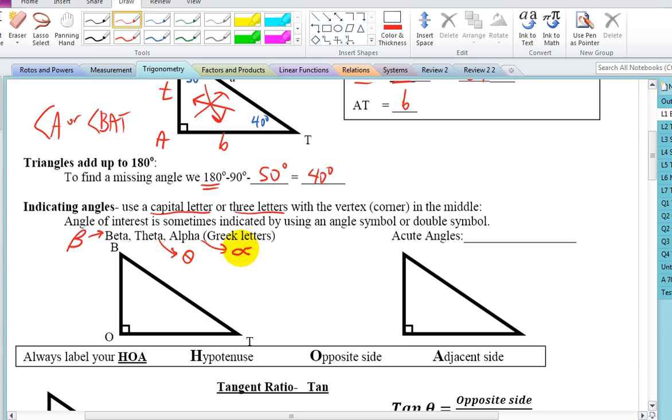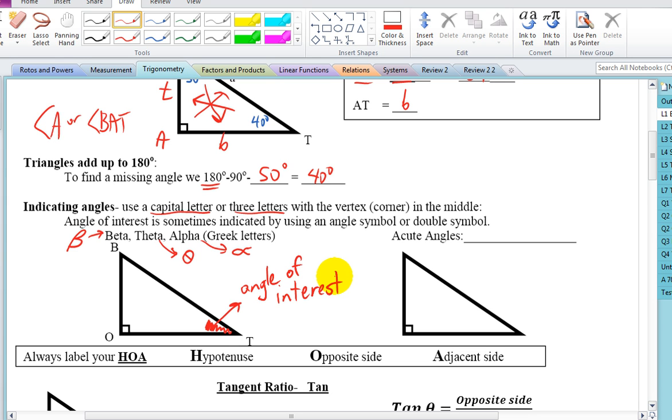Good. So we have to always tell you what angle we're looking at. If we shade it, then we'll say that this is our angle of interest. It just means that's the angle we're talking about. It's kind of a special one. And we can change that all the time, even in the middle of a question.